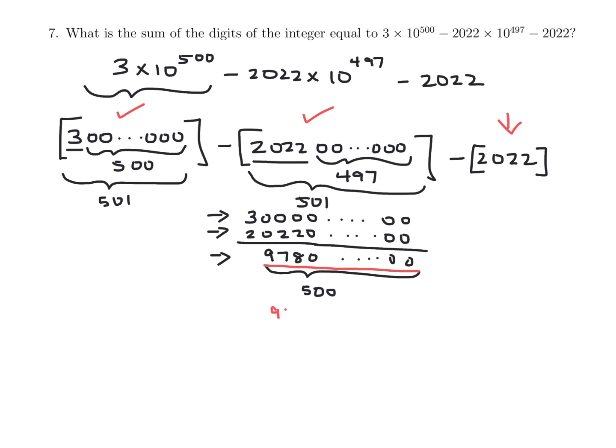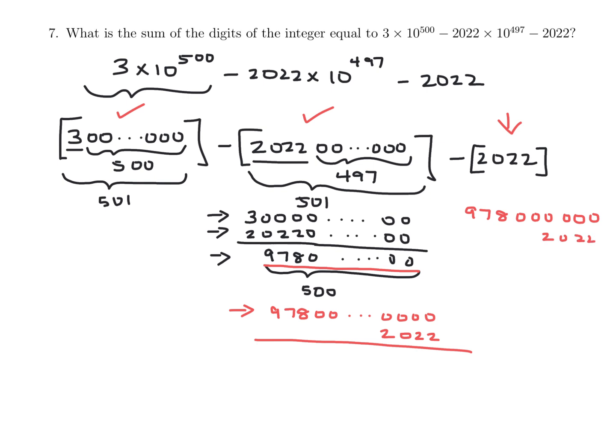Let me just write it again. 978 and then a whole bunch of zeros, and then subtract from that this 2022. Again, obviously you're not going to type this into a calculator because this has 500 digits. But what you can do is put in a smaller number, something like this, six zeros, and then subtract 2022, and see what you get in your calculator.